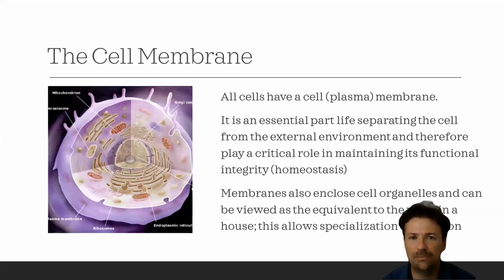So let's just talk a little bit about the cell membrane. The cell membrane is the structure that forms the wall of the cell or the outer boundaries of a cell. And all cells in the human body and the animal body have a cell membrane. It's also known as a plasma membrane. And it's an essential part of life because it separates the cell and the internal contents of the cell from the outside environment. And previously, we would have spoken about homeostasis. And the cell membrane is an integral part of the systems that the body has developed to maintain homeostasis.